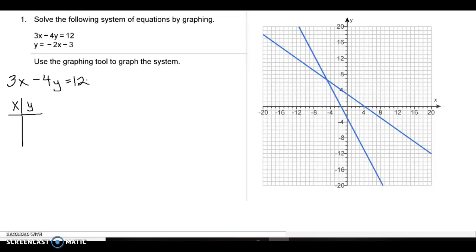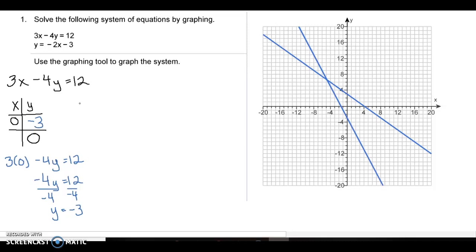And because the constant divides nicely by both coefficients, I can plug in 0 for x and get a nice value for y, and then I can plug in 0 for y and get a nice value for x. Alright, so if I plug in 0 for x, that's 3 times 0 minus 4y equals 12. 3 times 0 is 0, so negative 4y equals 12. Divide by negative 4, and y equals positive 12 divided by negative 4, which is negative 3.